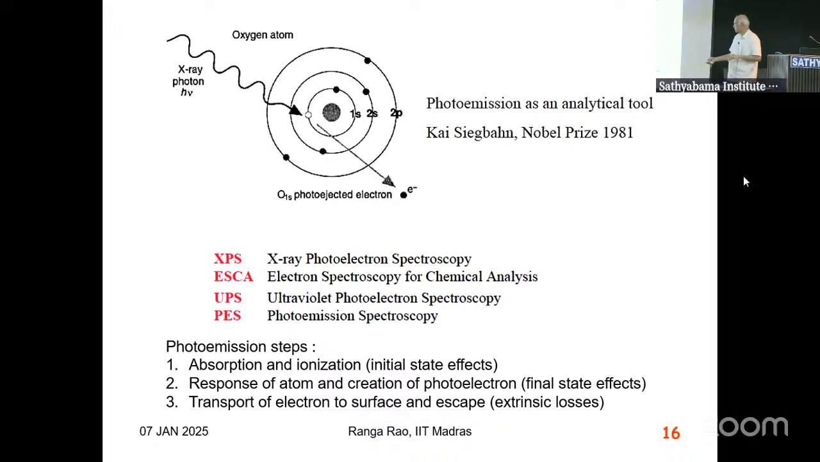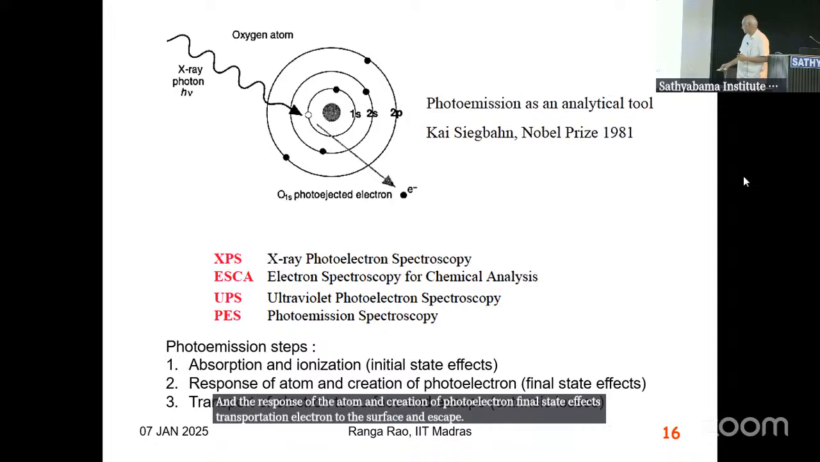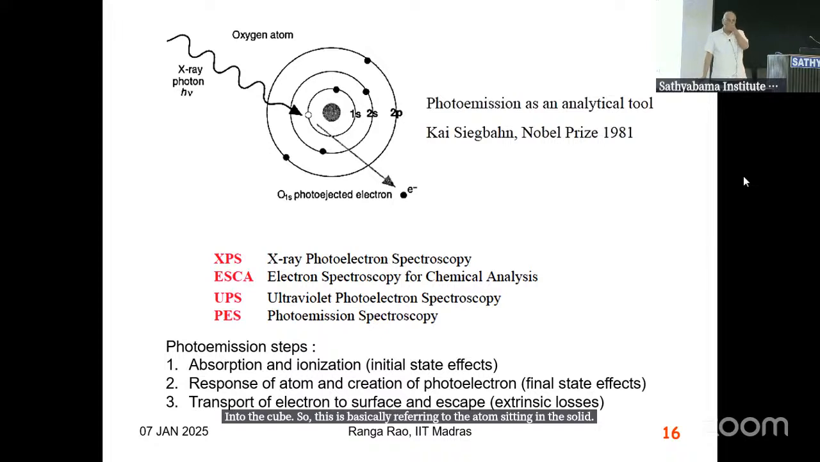So in general, photoemission has three steps: absorption and ionization of the atom, the initial state effects; then response of the atom and creation of the photoelectron, the final state effects; and transportation of the electron to the surface and escape into the vacuum. This is basically referring to the atom sitting in the solid.